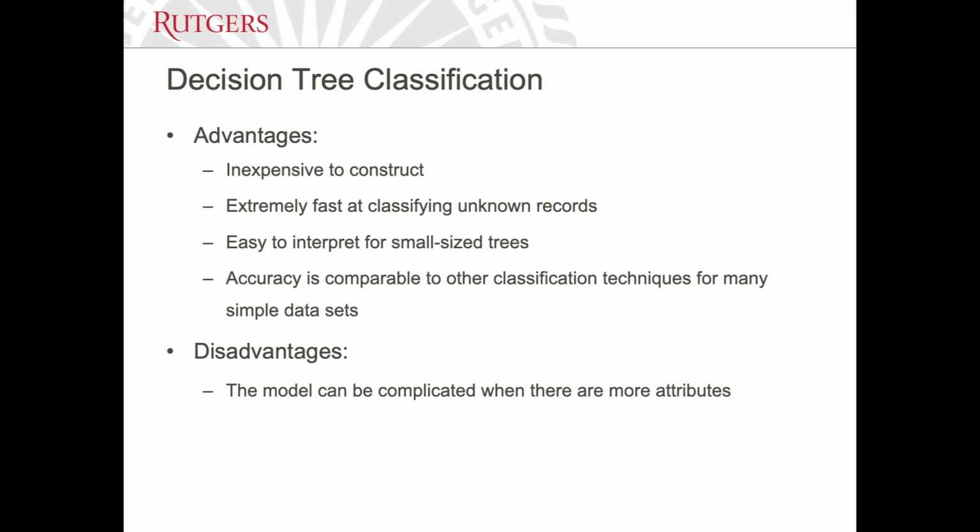A decision tree classifier is considered an eager learner because it is designed to learn a model that maps the input attributes to the class label as soon as the training data becomes available.